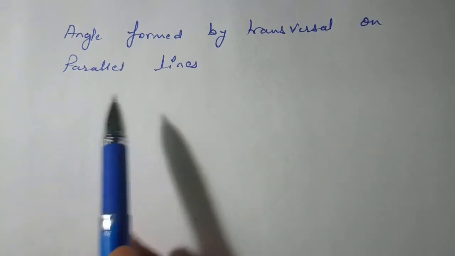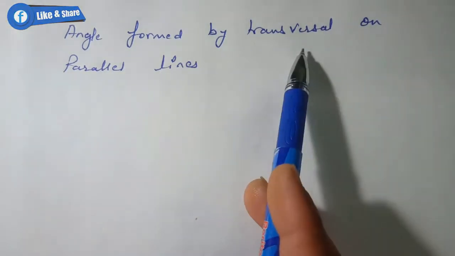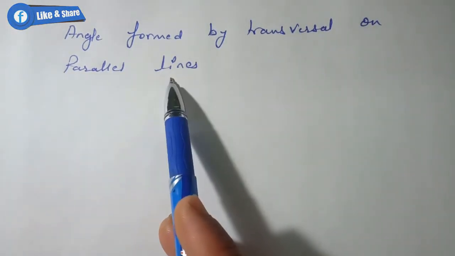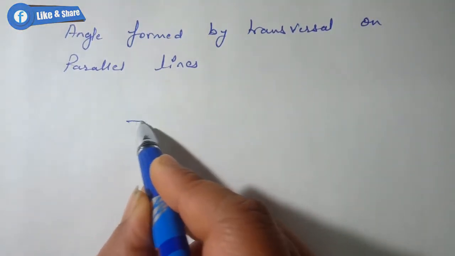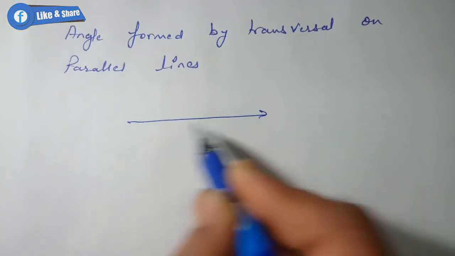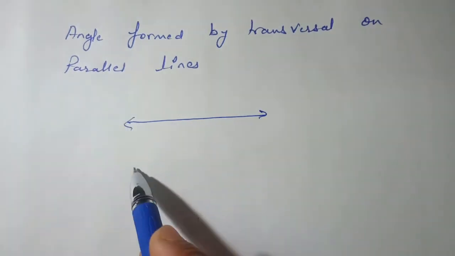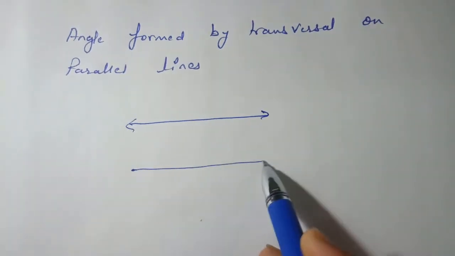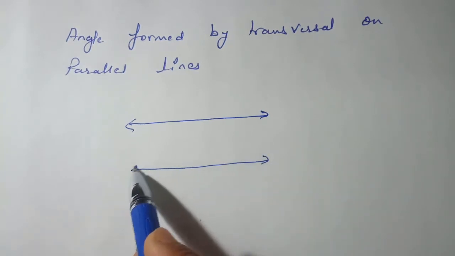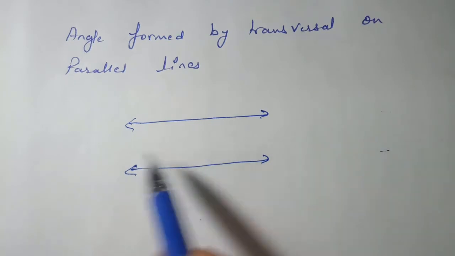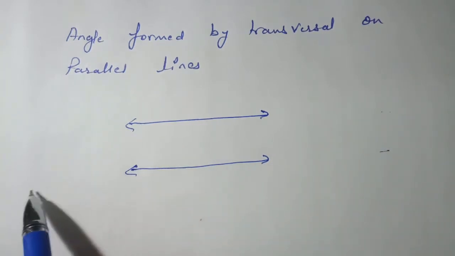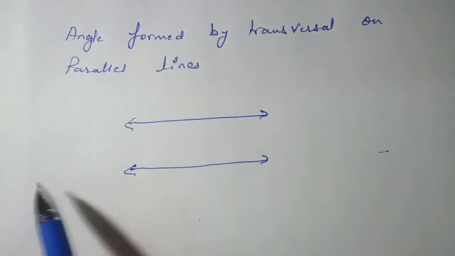Yes, students, today we are going to learn angles formed by a transversal on parallel lines. So let us take two parallel lines. Parallel lines, we know, are those lines which never intersect each other. If we produce them forward, they will never intersect. If they are produced backward, they also will never intersect each other.